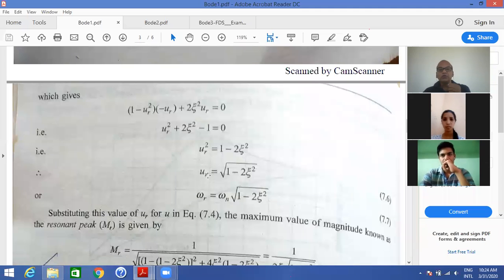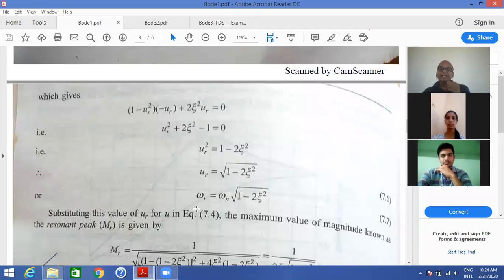You already know U is known as the normalized driving signal frequency. At U equal to UR, the slope of the magnitude curve is 0, and UR is equal to 1 upon under root 1 minus twice zeta square, or omega R is equal to omega n into under root 1 minus twice zeta square. This is the frequency response specification.